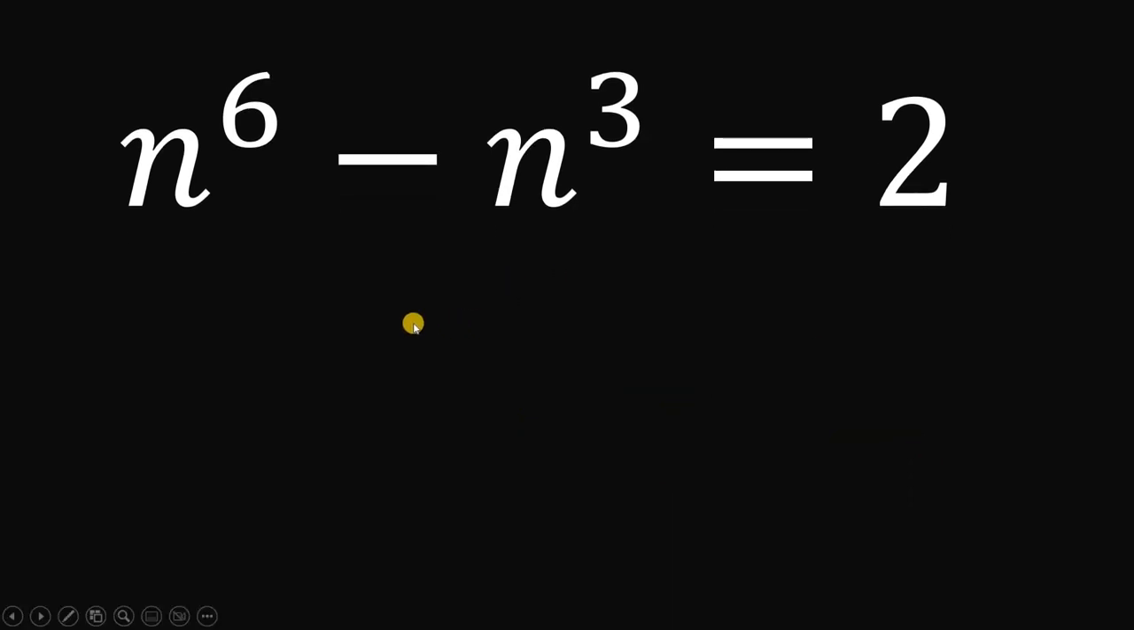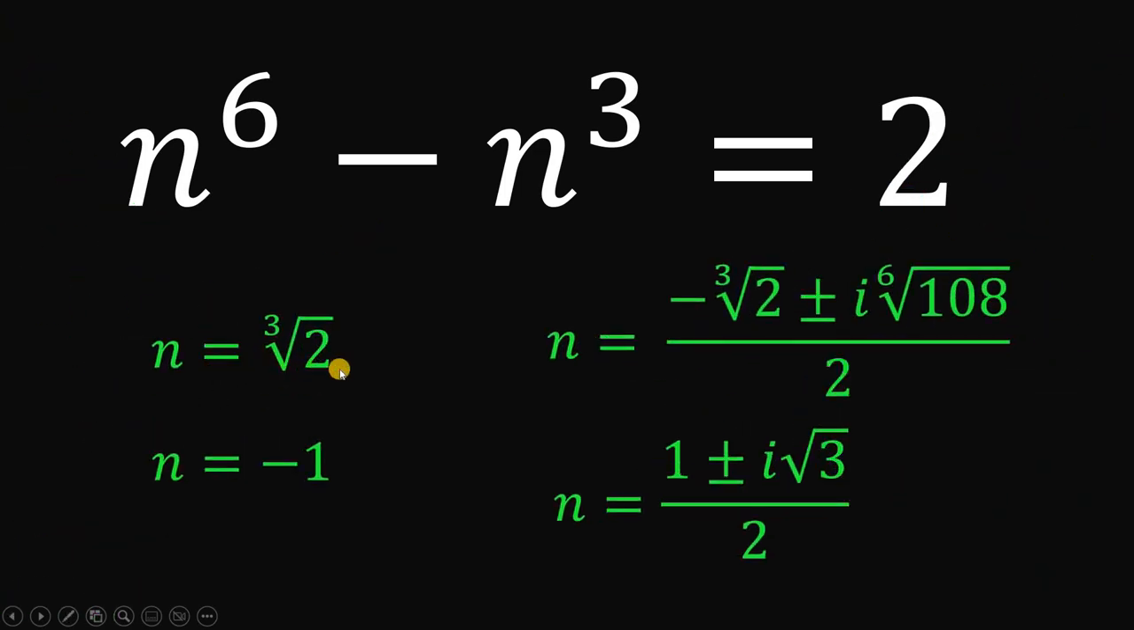So, our goal is to solve for all values of n given this equation, n raised to 6 minus n cubed equals 2. Technically speaking, we have 6 possible values for n, and I got these 6 values. We have 2 real numbers and 4 complex numbers. Now the question is, how do we get these solutions?